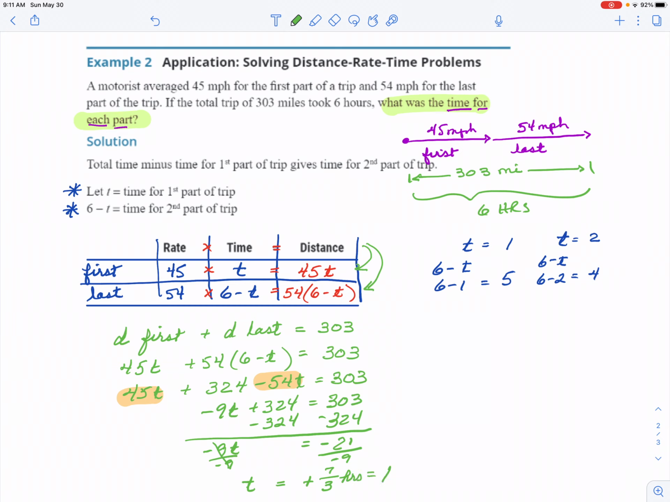Which is 2 1/3 hours, which is 2 hours and 20 minutes. A third of an hour is 20 minutes.